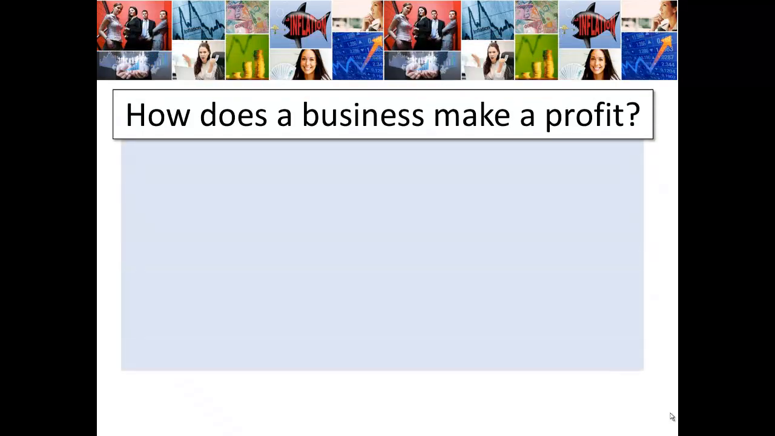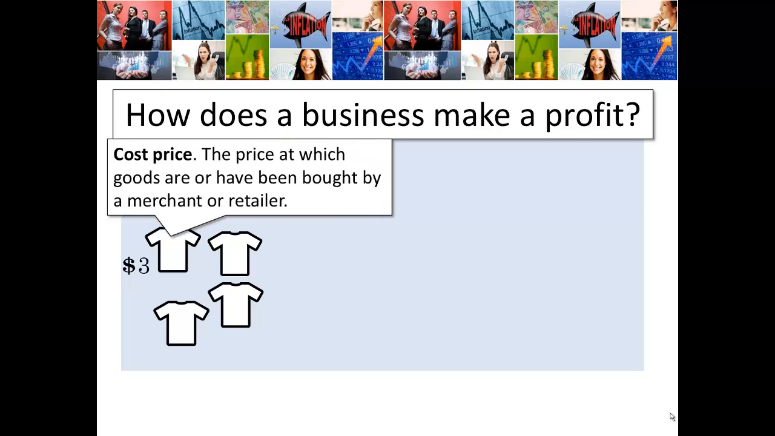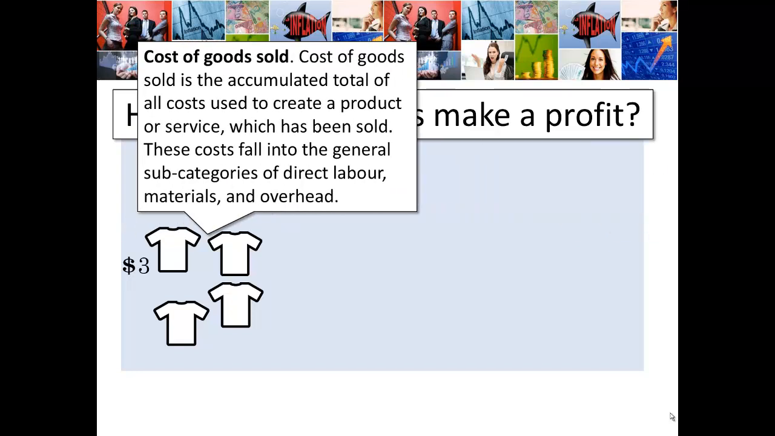Profit, how do we make it? How does a business make it? We'll stay with our t-shirt example, our t-shirt business. Cost price is the price at which goods have been bought by the merchant or the retailer. And the cost of goods sold, this is the cost of goods sold being the accumulated total of all costs used to create a product which has been sold.